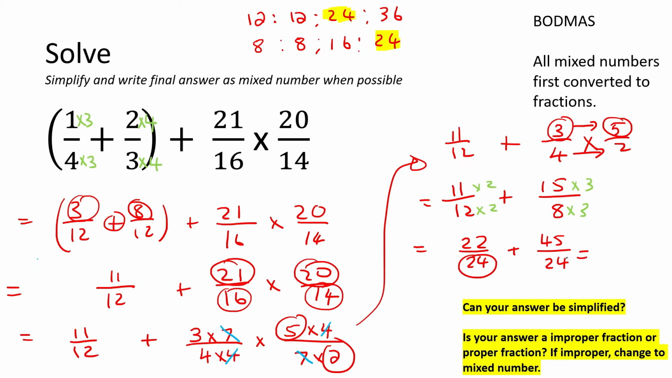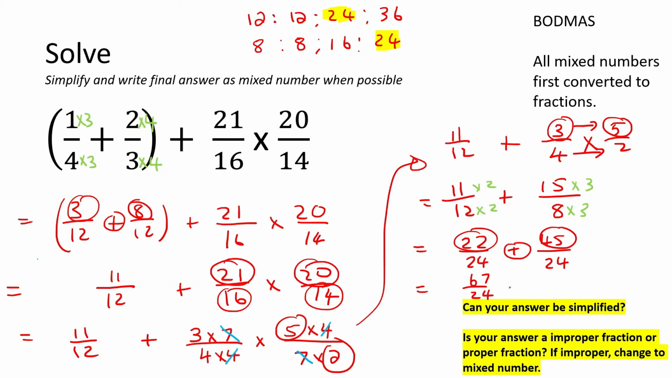Now, the two numbers at the bottom are the same. So we can just say, let's actually write it here, over 24. Now, what is 22 plus 45? That'll be 67. Okay, so can your answer be simplified? Well, no. I don't think there's a number that can go into both of those. You can always check it on your calculator by just typing it in. No, it doesn't simplify.